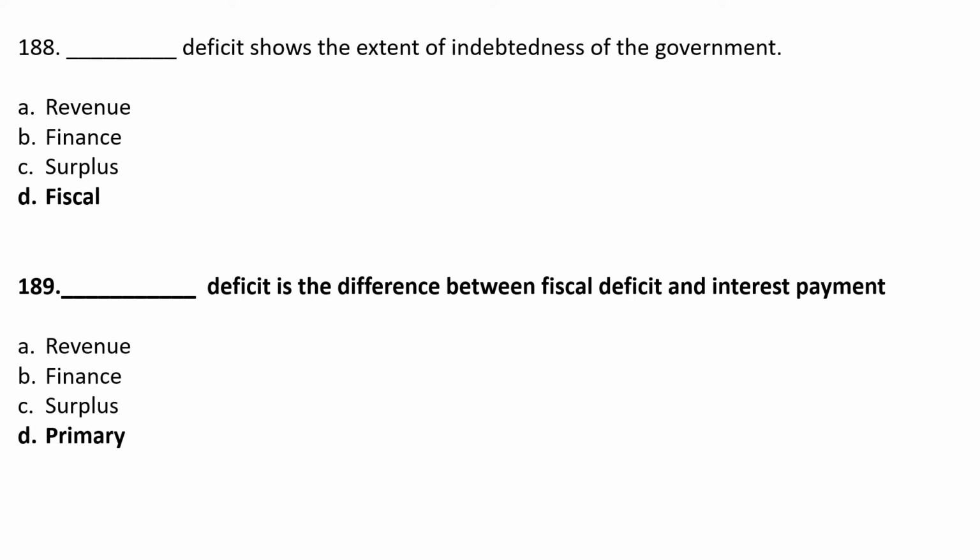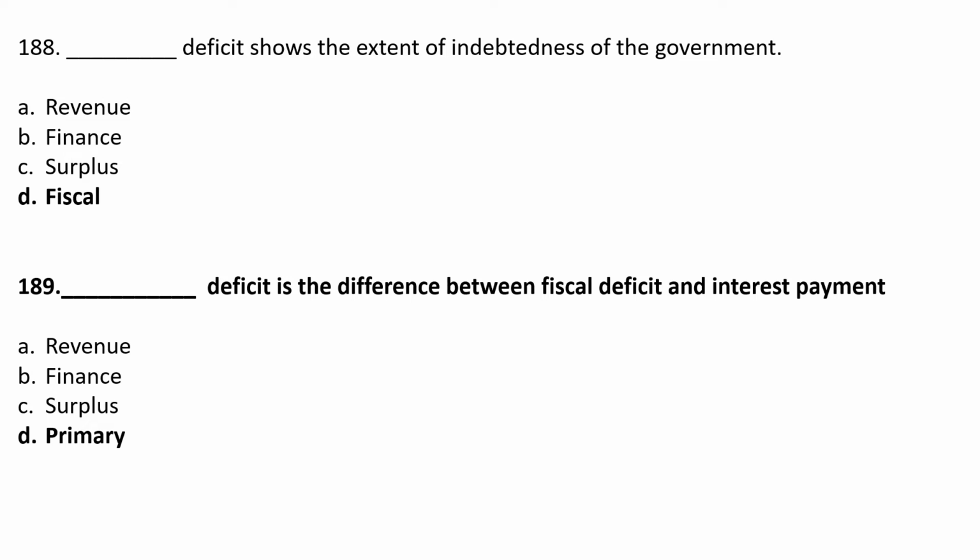Dash deficit shows the extent of indebtedness of the government. Option A revenue, option B finance, option C surplus, option D fiscal. Correct answer is option D fiscal. Fiscal deficit shows the extent of indebtedness of the government.